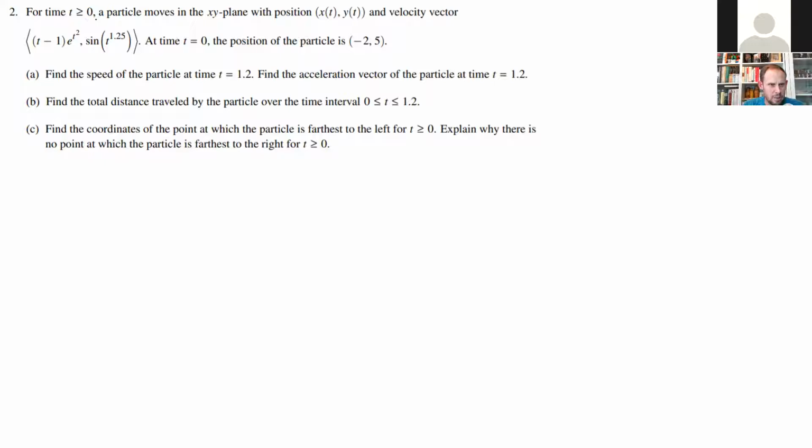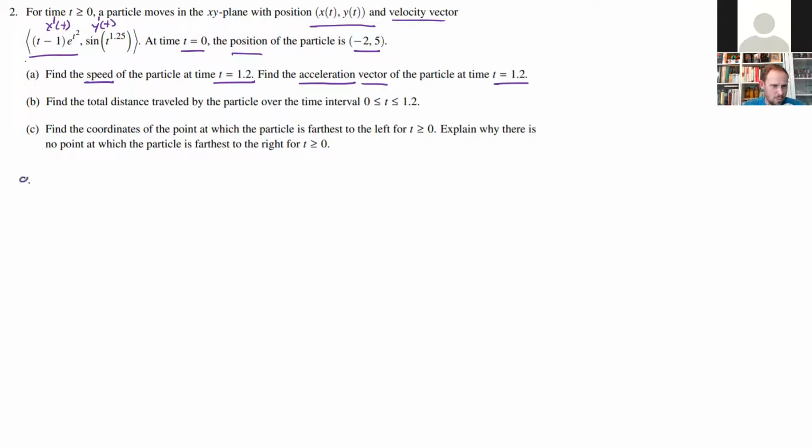All right, for t greater than or equal to 0, a particle moves in the xy plane in the position, oh boy, so parametric equations or vectors. You can think about them either way. So here's our x of t, and here's our y of t right there. Actually, that's velocity. So x prime, y prime. It helps to read. Position, we don't know. At time t equals 0, the position of the particle is that. So we have 1 point for position at t equals 0. So we're probably going to have to find another point of position. Find the speed of the particle at that time. Find the acceleration vector at that time.